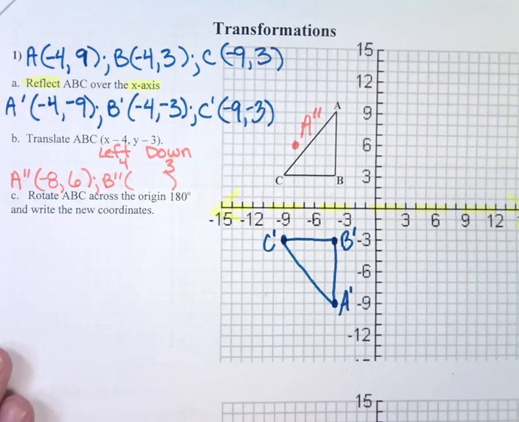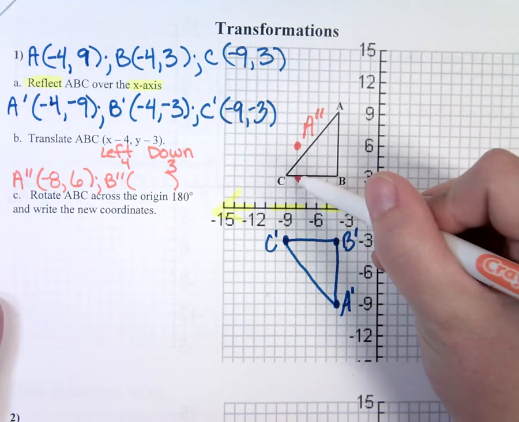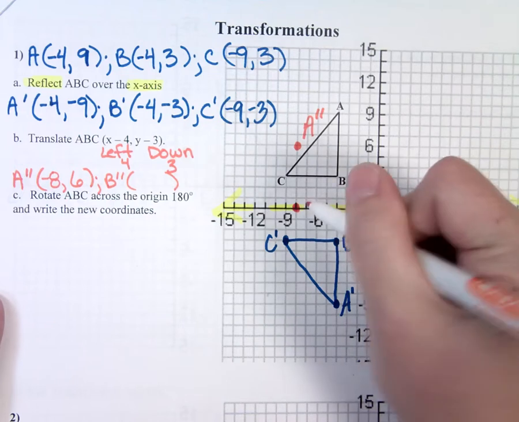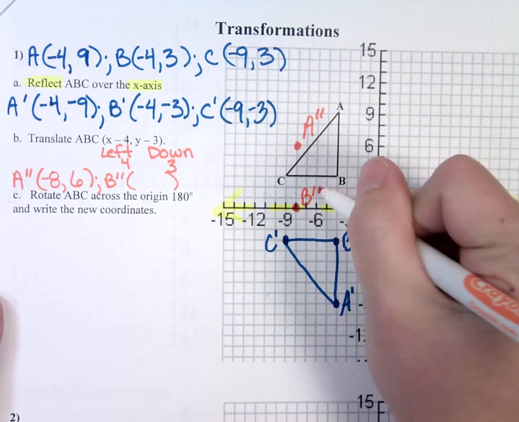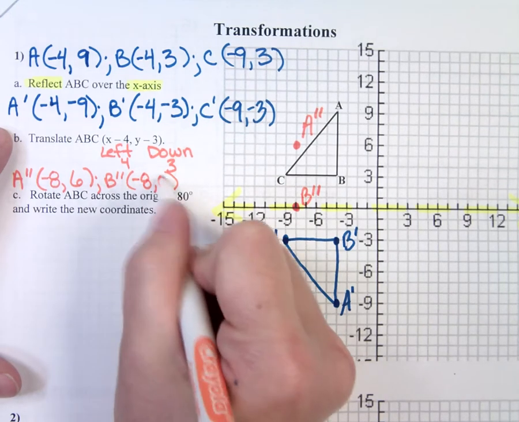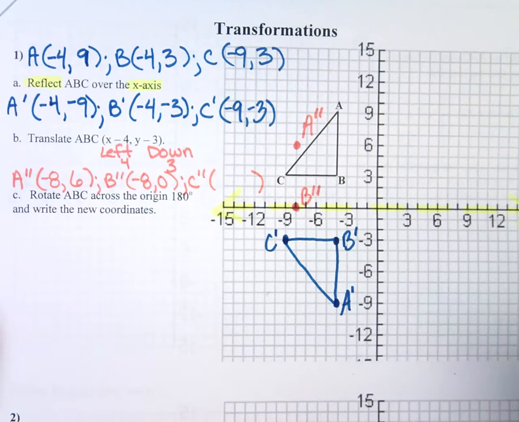Okay, I'm going to do the same thing with B. So I'm going to take my B, and I'm going to take it left 4. 1, 2, 3, 4, and down 3. 1, 2, 3. So here's my new B, called B double prime. Where is he? Negative 8, 0. Yes, negative 8, 0.